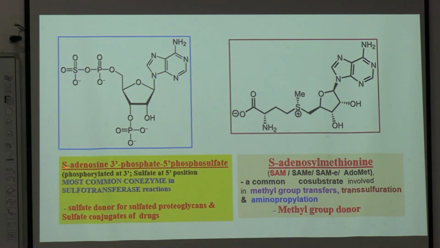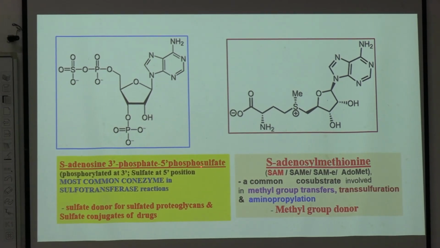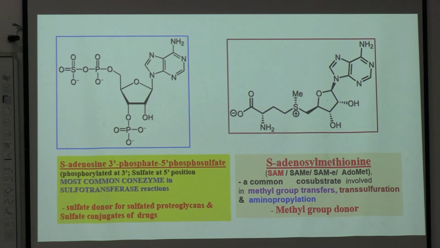As I told, this is one important thing that perhaps you have not read. So 3'-phosphoadenosine 5'-phosphosulfate. Note down, it is required for the sulfotransferase reactions. It's a sulfate donor. This sulfate group is here. So the sulfate group is transferred during sulfation reactions, or sulfur conjugation of drugs for excretion. Yes, S-adenosylmethionine, do not forget that it is a methyl group donor, for methyl group transfer or aminopropylation.